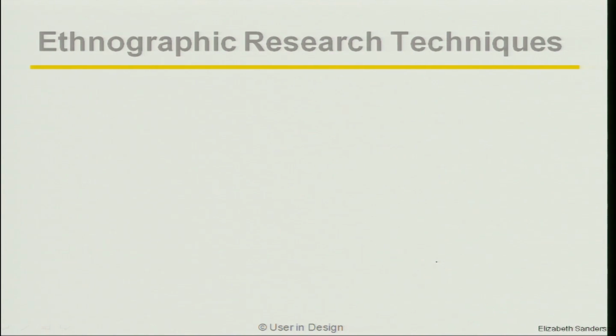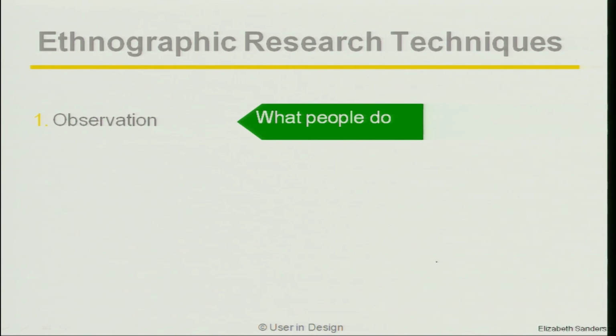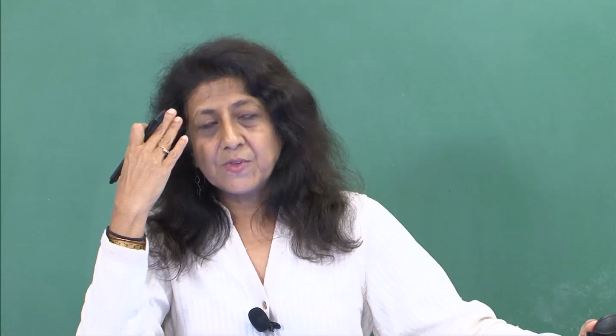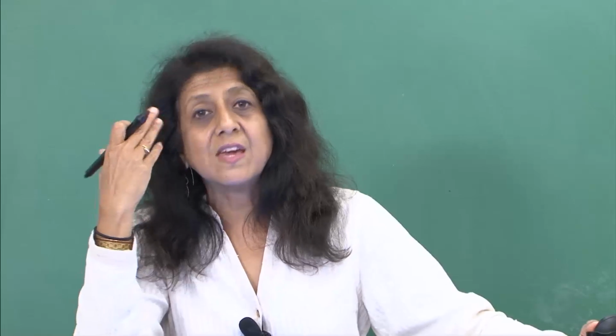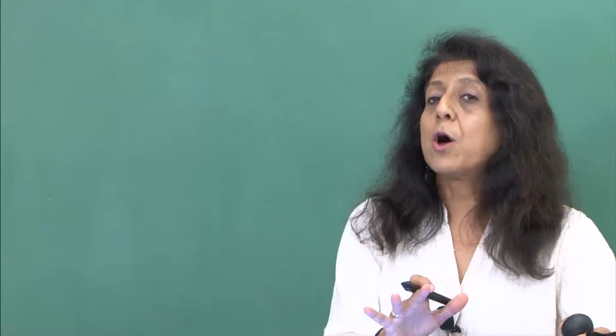Now, what are the ethnographic research techniques that we use, right? We use observation. That is, what do people do? We just observe. So if you stand in a bus stop or say in a mall or in any railway station or public place, just observe what people are doing. It's very, very interesting. You will start to understand, and if you start to think what they may be thinking, why they're doing what they're doing also, it's very interesting. So this is observation, right?